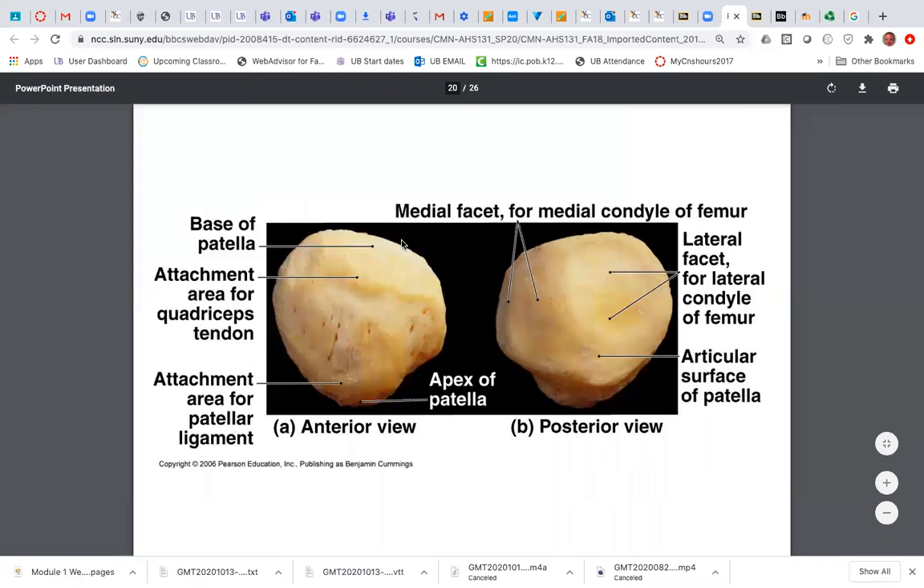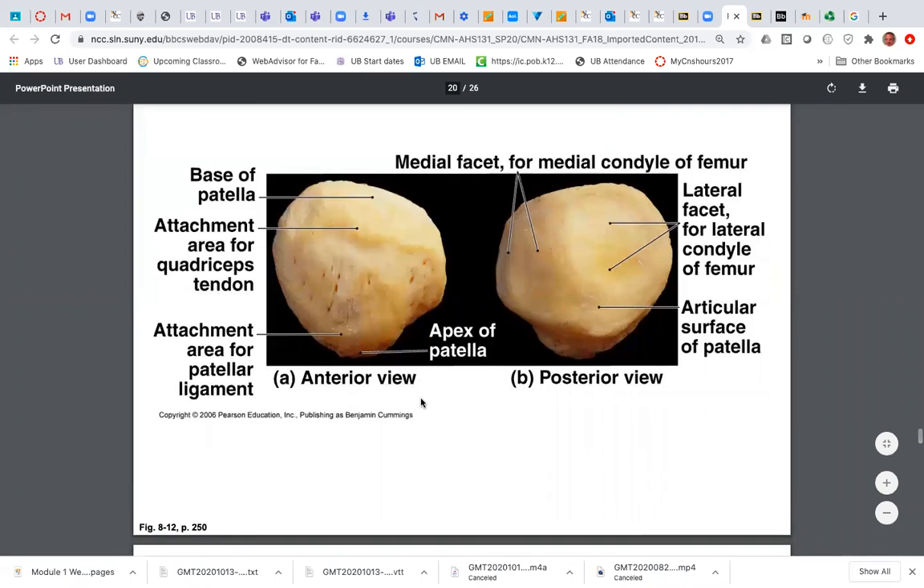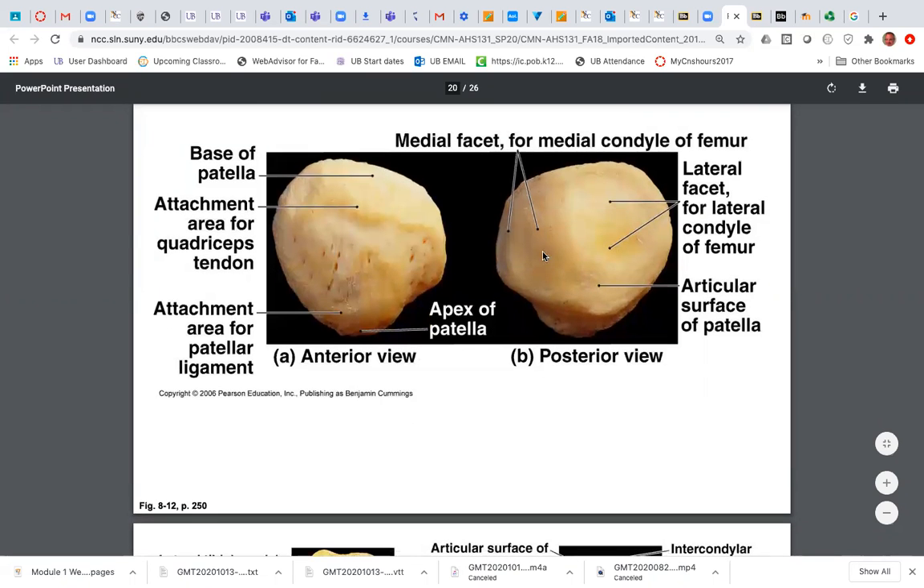In terms of the kneecap, the top of the patella is called the base of the patella, and the inferior part is called the apex of the patella. On the underneath surface lie the facets, either a medial facet or a lateral facet. Remember, the facets are just smooth surfaces that are designed for two bones to make contact or articulate with one another. This is anterior, this is posterior.